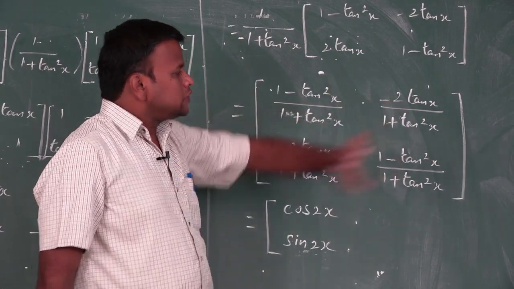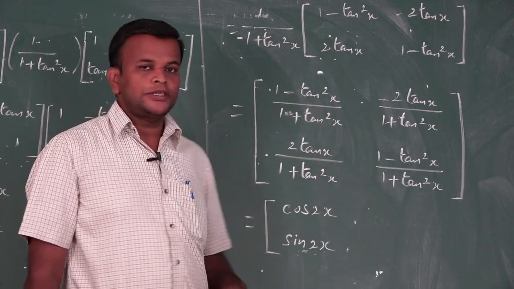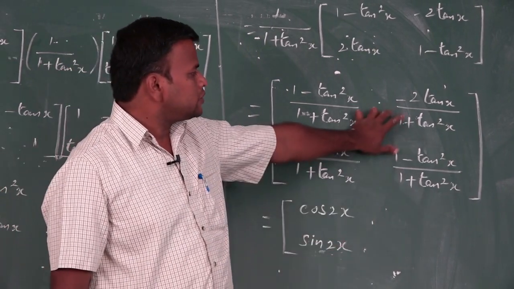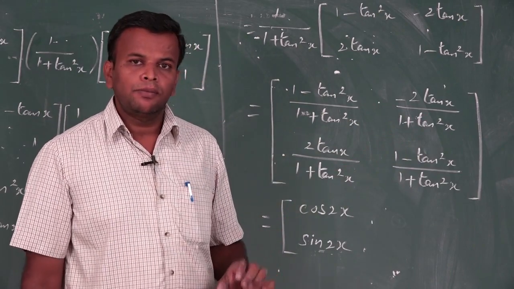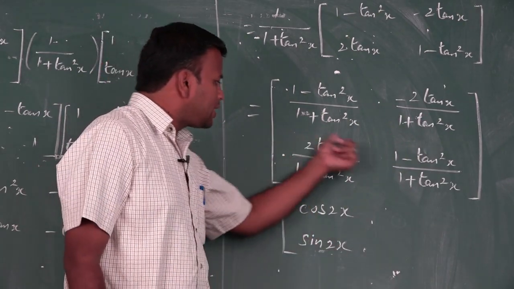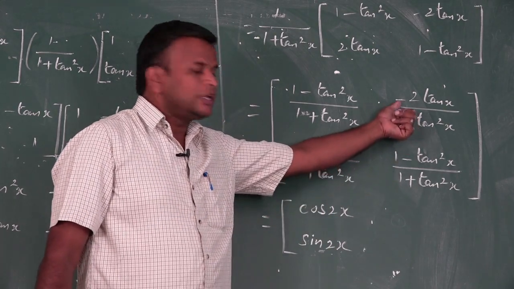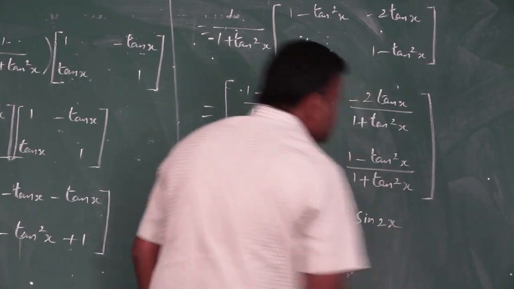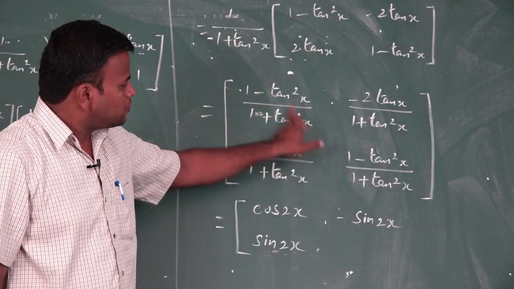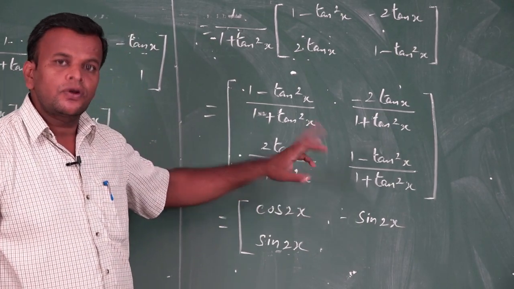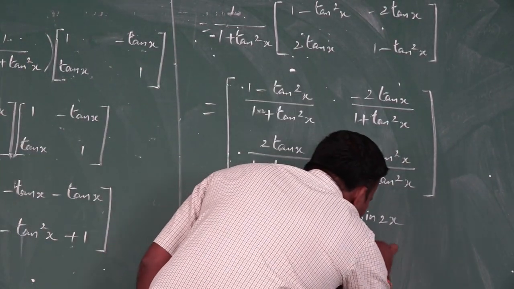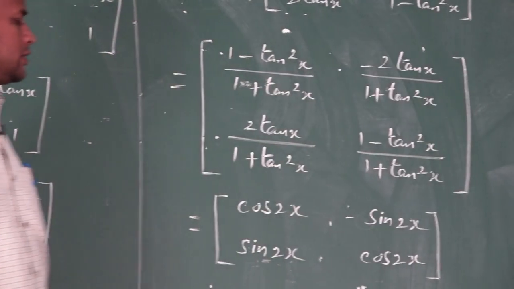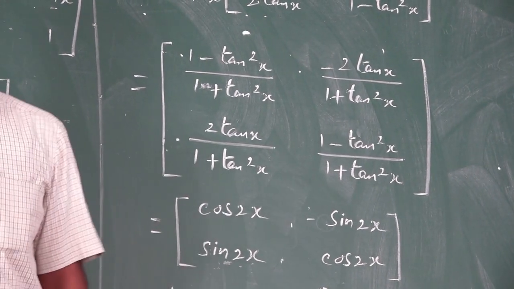So what is the value of this one? Minus 2 tan x divided by 1 plus tan square x. What is the only difference? The difference is just minus. So the value is just minus sin 2x, because all terms are there except only one symbol is minus. So it becomes minus sin 2x. And you see both are the same, so it is the formula of cos 2x. So cos 2x. Now you check, it is exactly the value of RHS.